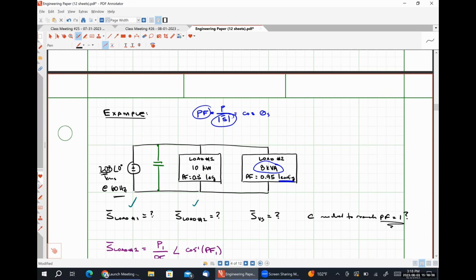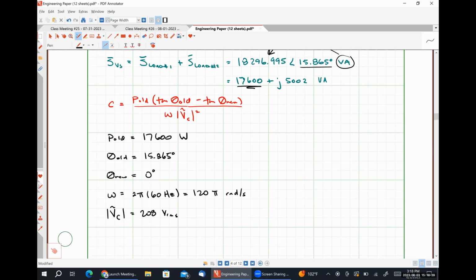So we now have everything that we need to plug into our equation. 17,600 times 15.865 minus the tangent of 0, divided by 120 pi times 208 squared, is going to come out to be 306.672 microfarads.